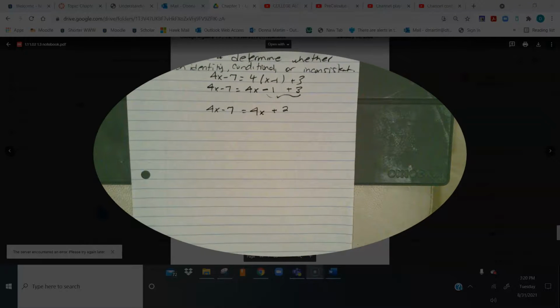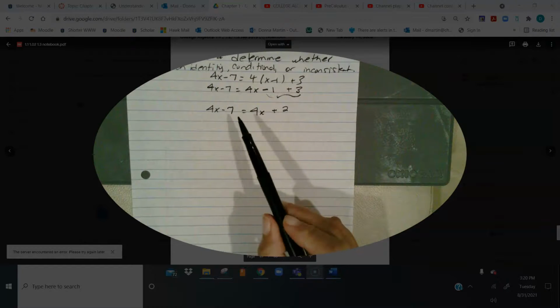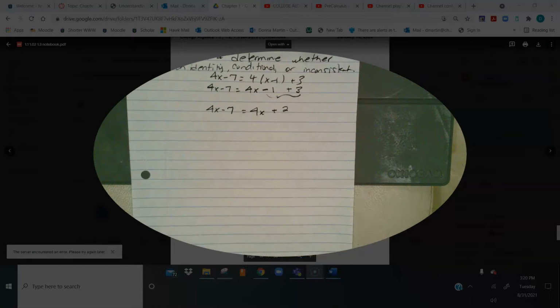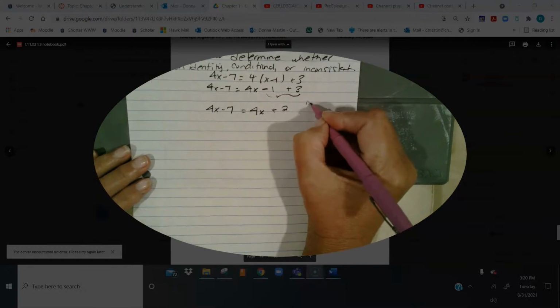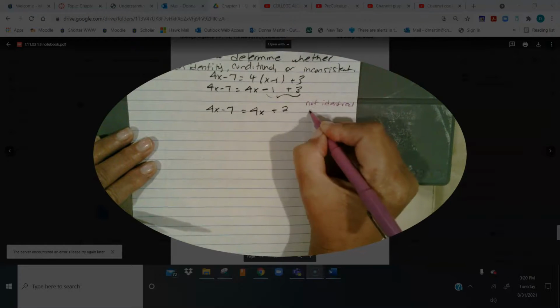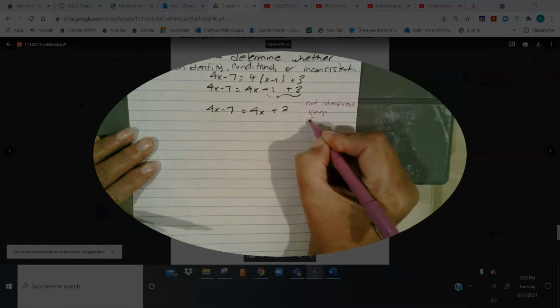And if you stopped at this point to examine your equation, you would notice that 4x minus 7 is not identical to 4x plus 2. So we know it's not an identity. We keep working. Make a note, not identical. Keep solving.